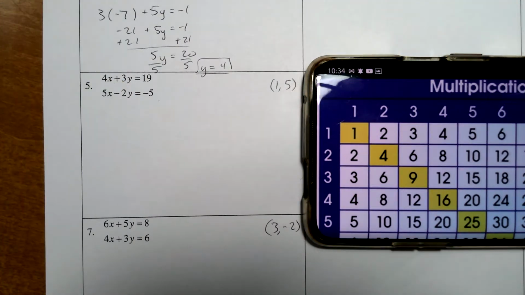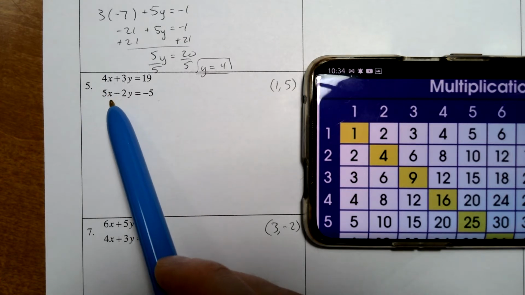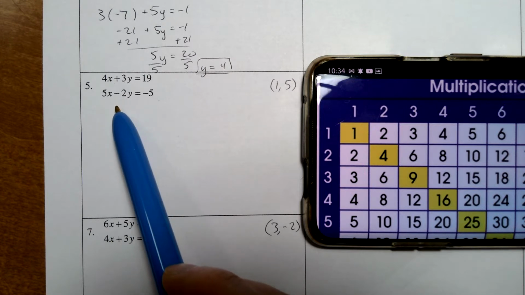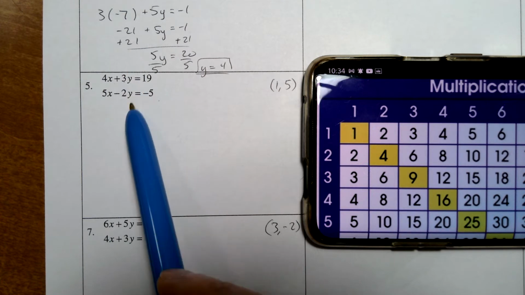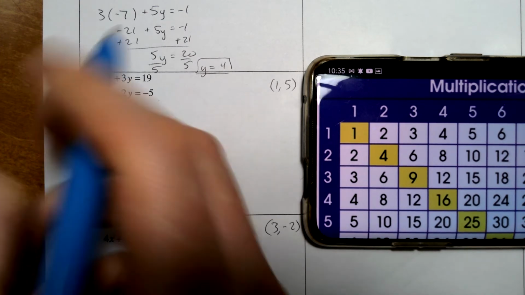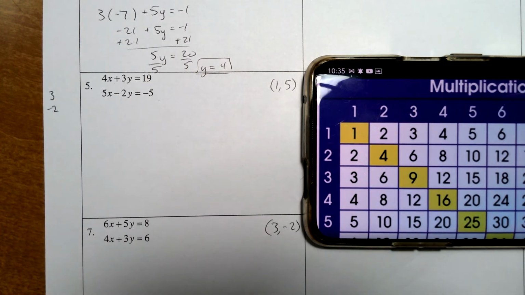Now, let's think about it. Do I want to change my x's or do I want to change my y's? Well, which one is closer? Are my x's closer to being the same and opposite, or my y's closer to being the same and opposite? Turns out that my y's are already opposites, but not the same. So I need to ask myself, okay, 3 and -2 can become what? I need them to become the same number.